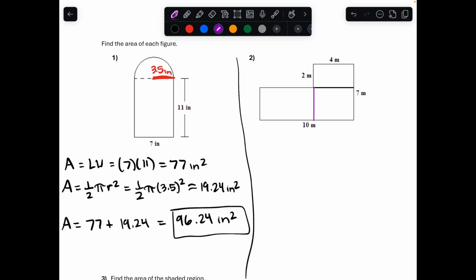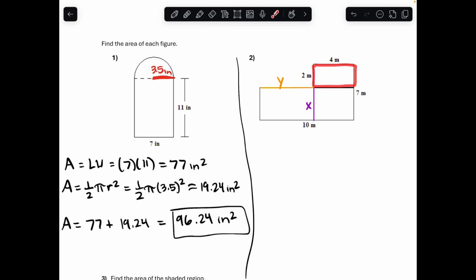I'm then going to label this purple side X, and then I'm going to label this top portion up here as Y. Now, since I know that this is a rectangle, I know that this side and this side have to be the same length, so this is going to be 4 meters long. And now, my real question is, how do I find y and how do I find x?